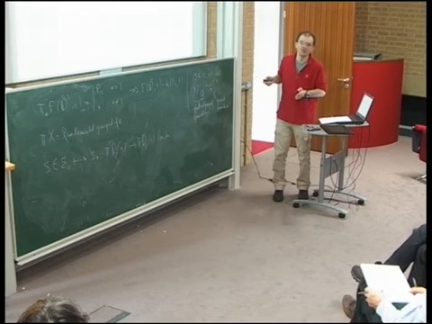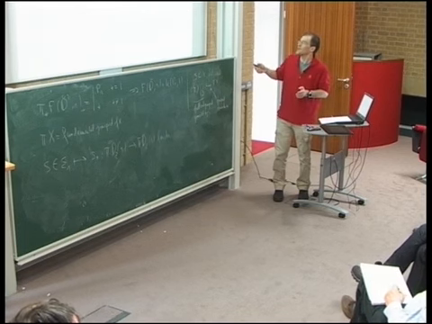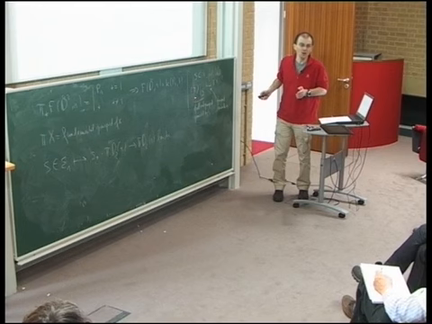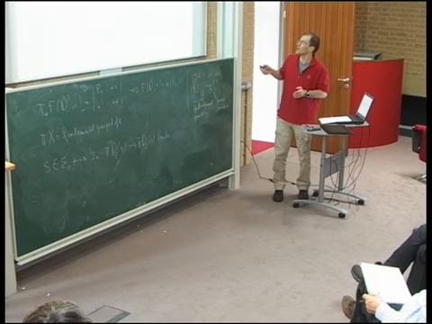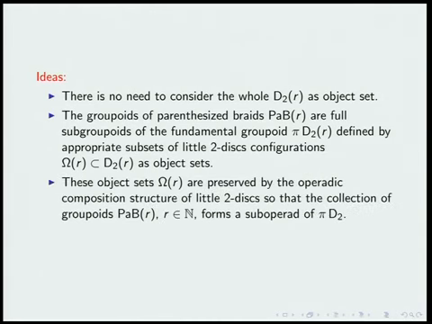Are you going to tell us what you mean by parenthesized braid? Yeah, exactly. Maybe that's better if I explain. So I will define this parenthesized braid operad as a suboperad of a fundamental groupoid of little 2 disks. You will see the picture. So it's given by such restriction of fundamental groupoids to certain object subsets. And what I need is that these object sets are preserved by the operadic composition structures, to get that this collection of full subgroupoids of pi of D2(r) forms a suboperad of pi of D2.